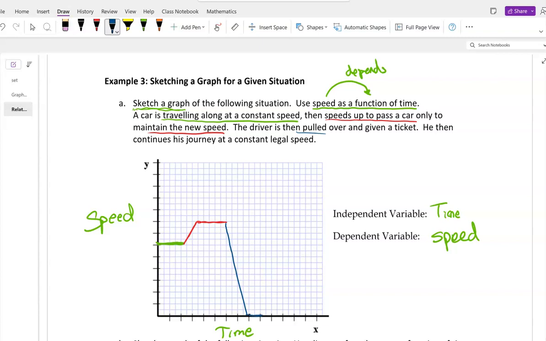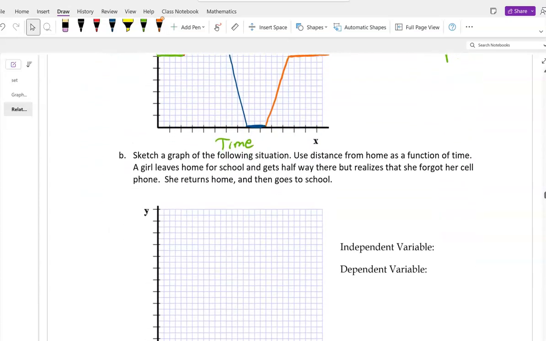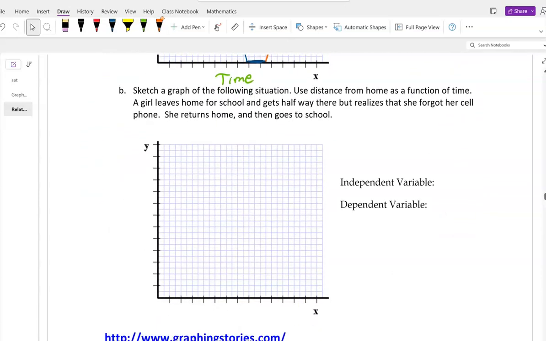All right, here I'm going to be stopped because I'm getting a ticket. And then it says then continues the journey at a constant legal speed. So it accelerates, and we'll assume this was the legal speed here. For a while it goes like that. Okay? Why don't you pause the video for a second and see if you can do this one yourself.